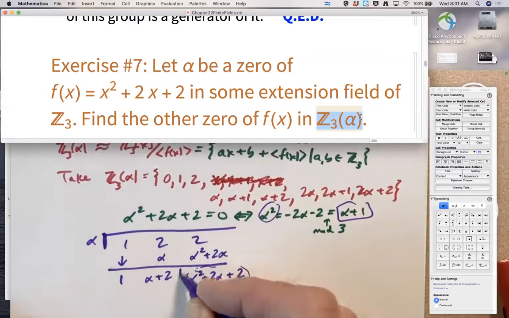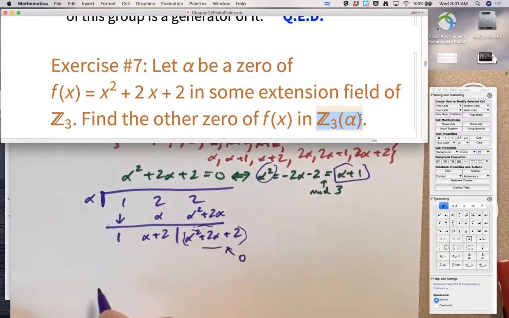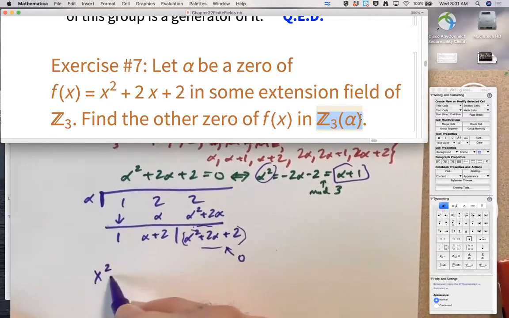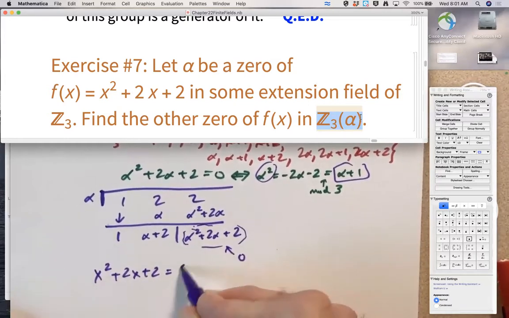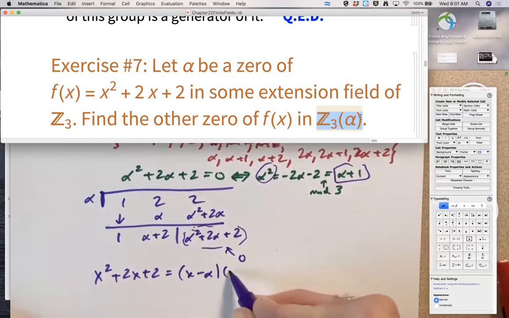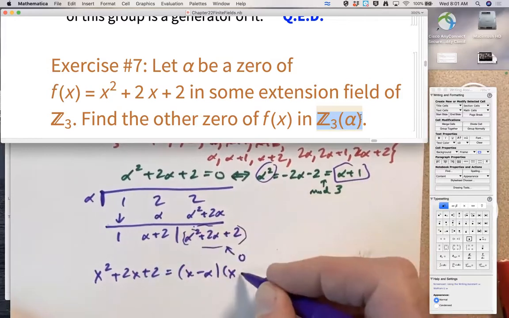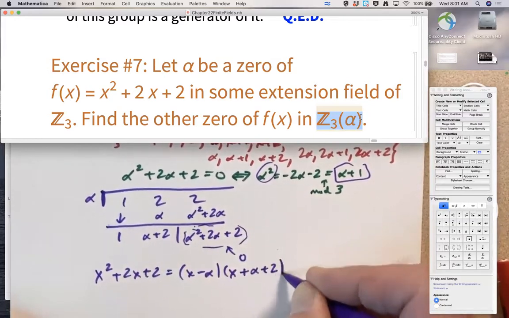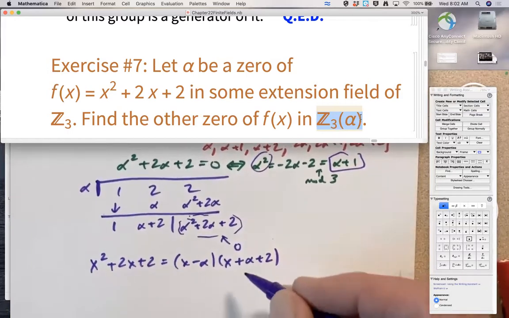That's what we wanted. We wanted a remainder of 0. And look at these things. These are the coefficients of the factor. This means I can factor x squared plus 2x plus 2. Well, if I want to use minus signs, I can write x minus alpha times x. Well, here there's no minus sign. It's alpha plus 2 plus alpha plus 2. Oops, excuse me. Okay, no, that's right. Okay.